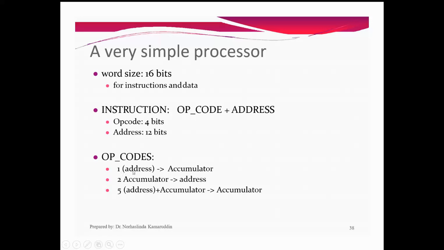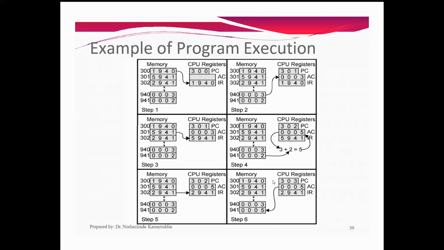Contohnya, we have 1, mesti address. Dia go to accumulator. So daripada accumulator pula dia ambil address. So daripada address dia akan campur address tu dengan accumulator masuk dalam accumulator lain. Okay. So ini example. Contoh saya explain kat sini.